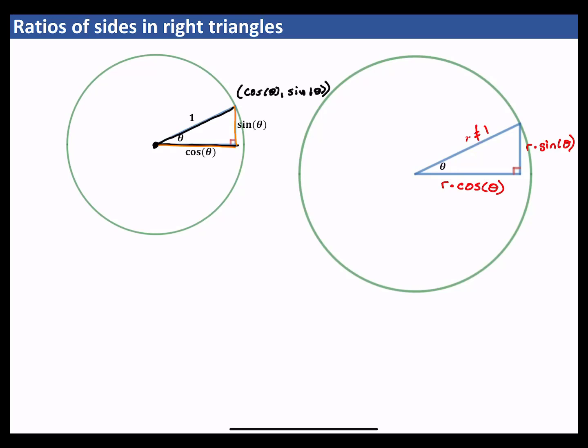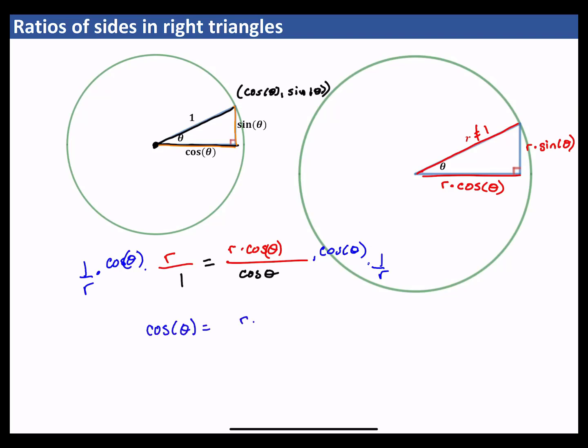Because the two triangles are similar, the ratios of corresponding sides must be equal. So if we consider the two hypotenuses and the two horizontal legs, we have r divided by 1 equals r times the cosine of theta divided by the cosine of theta. We can rearrange this equation by multiplying both sides by the cosine of theta and 1 over r. And this gives us the cosine of theta over 1 equals r times the cosine of theta divided by r.